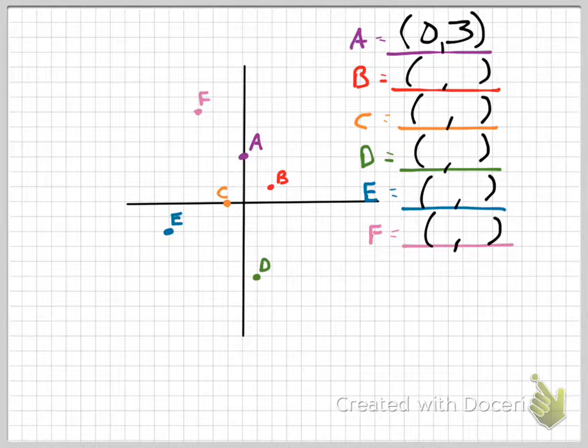B, where does it land on the x? Look, if this is 0, then this is 1, then this is 2. So it's 2. And then for the y, it's up 1. So 2, 1. How many of you got 2, 1 for B? Okay. Letter C. C is right here.